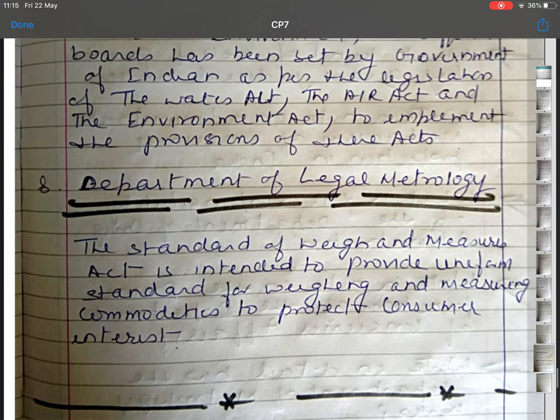Now the next one is Department of Legal Metrology. The Standards of Weights and Measures Act is intended to provide uniform standards for weighing and measuring commodities to protect consumer interest. So the Department of Legal Metrology is responsible for providing uniformity in weighing and in measuring commodities so that consumer interest can be protected in India.